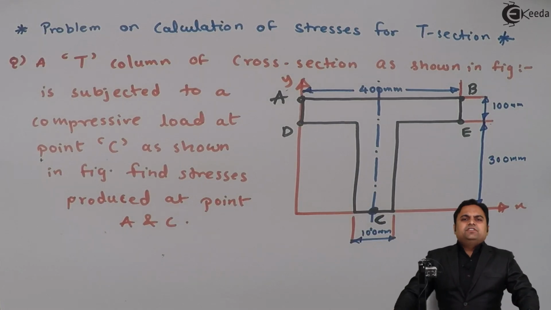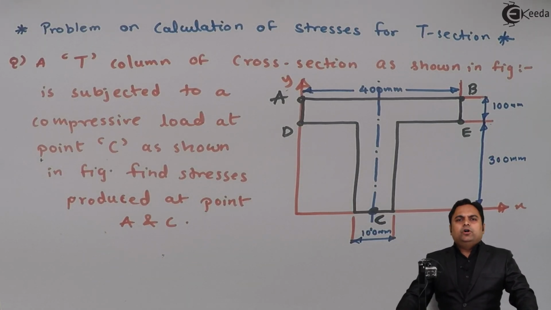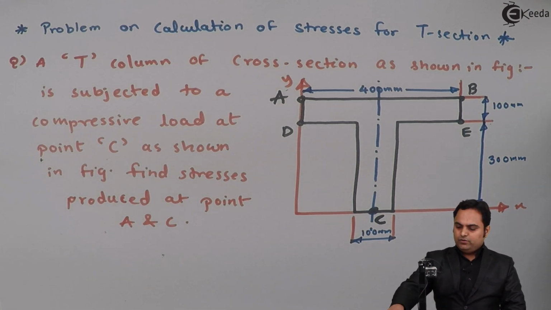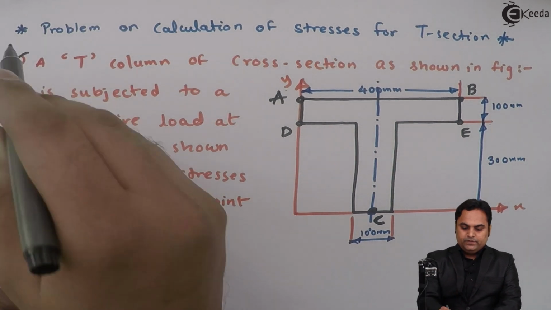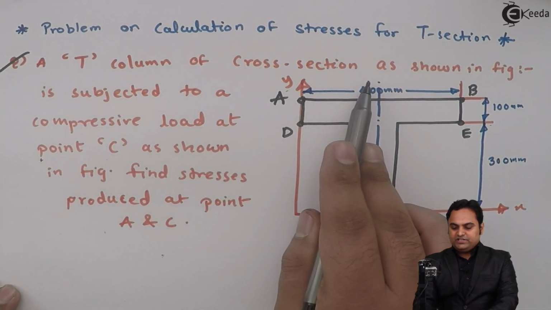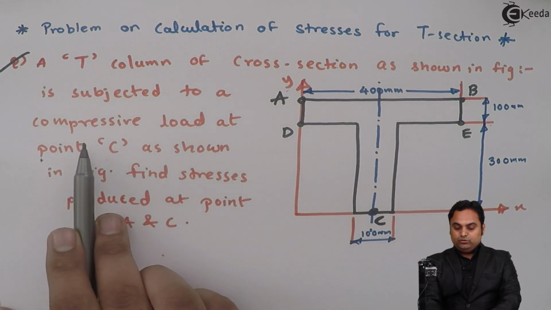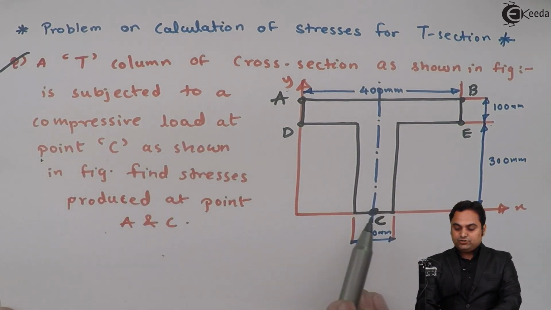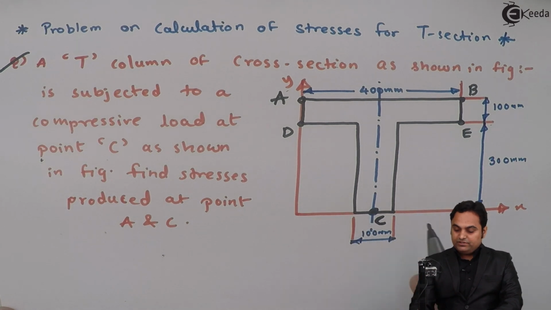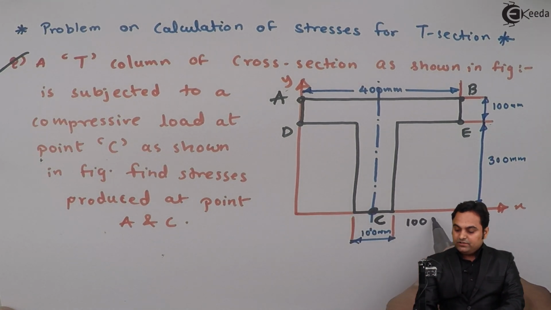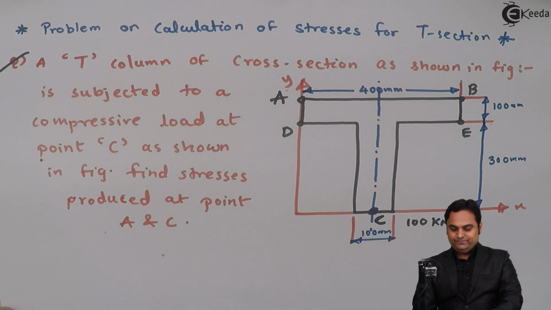Hello friends, here in this video we will see a problem on calculation of stresses for a T section. Here we have a question. A T column of cross section as shown in figure is subjected to compressive load at point C as shown in figure. Here the compressive load is there and its value is 100 kilonewton.